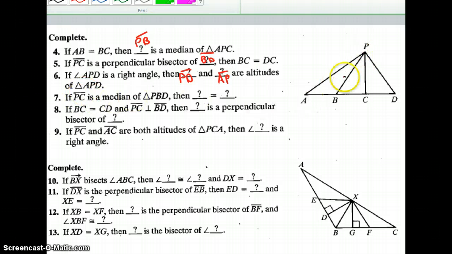PC is a median of BPD, this here, so that means this is a midpoint of BD. So we could say BC, no, not the little thing on top. We could say BC equals CD. If BC equals CD, and PC is perpendicular to BD, then blank is a perpendicular bisector of blank. Well, that's sort of the definition. PC is perpendicular bisector of BD.